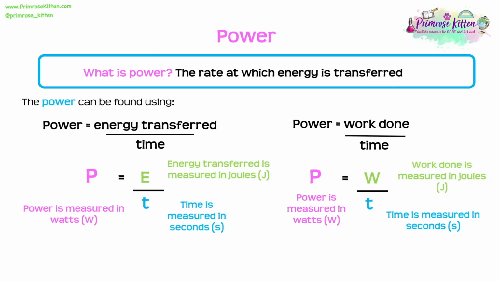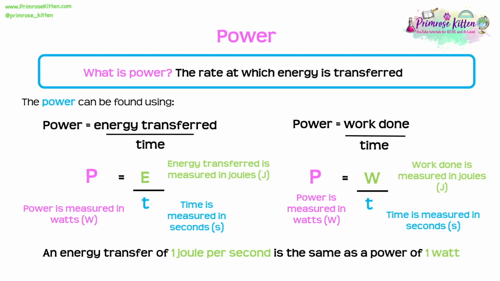We should know that an energy transfer of 1 joule per second is the same as a power of 1 watt. And we should also be able to compare different systems. If, for example, I was picking up a box and lifting it up to a certain height, the quicker I do that, the more power I have.